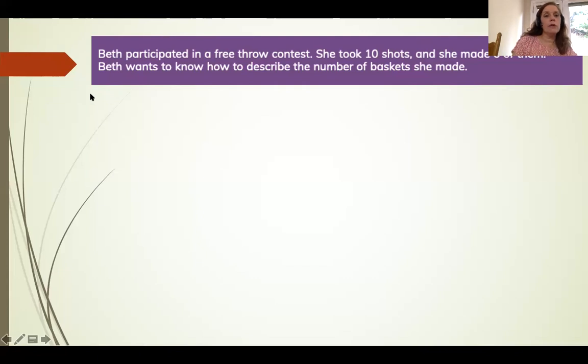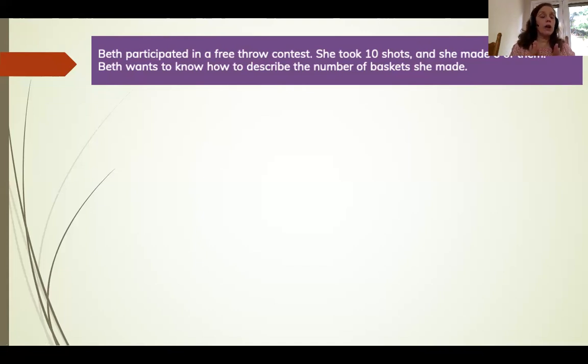Okay, so notice that Beth participated in a free throw contest. She took 10 shots and she made 6 of them. Describing the number of baskets, how she did. So let's talk about percent. What percentage of the shots did she get?